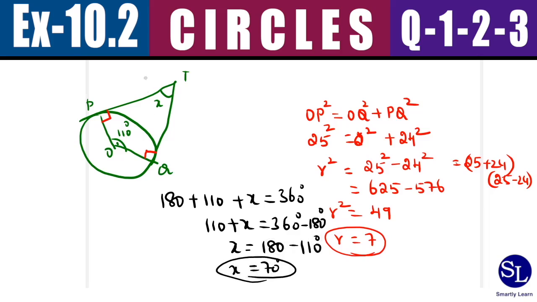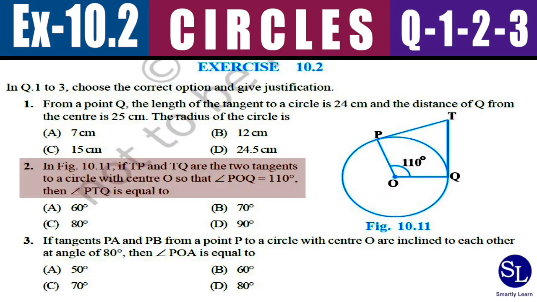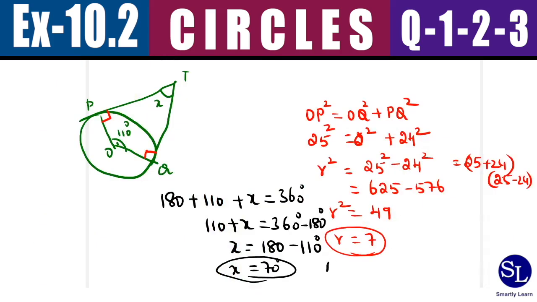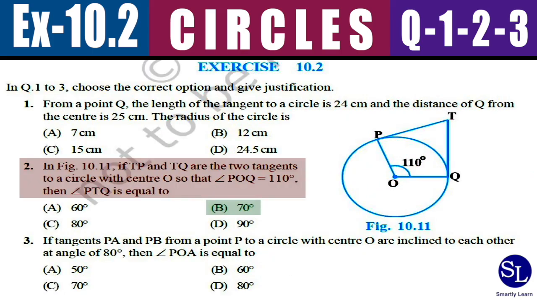Instead of doing this 180 plus 110 plus x every time, we can also remember the property that angle O and angle T sum up to 180 degrees, mainly because that is what has already happened here. You can memorize this particular property. It will especially be helpful when we are cracking MCQs. So the option in the second one is B, because that carries the value 70.